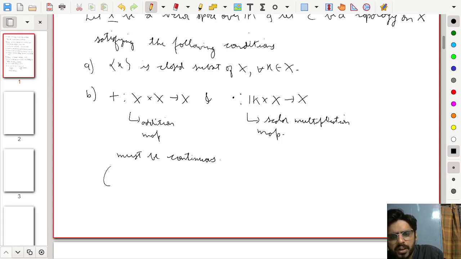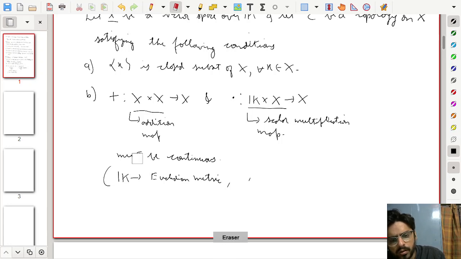I have to specify the topology on X cross X and K cross X. So we are considering K to have the Euclidean metric. And X cross X and K cross X are given the product topology.